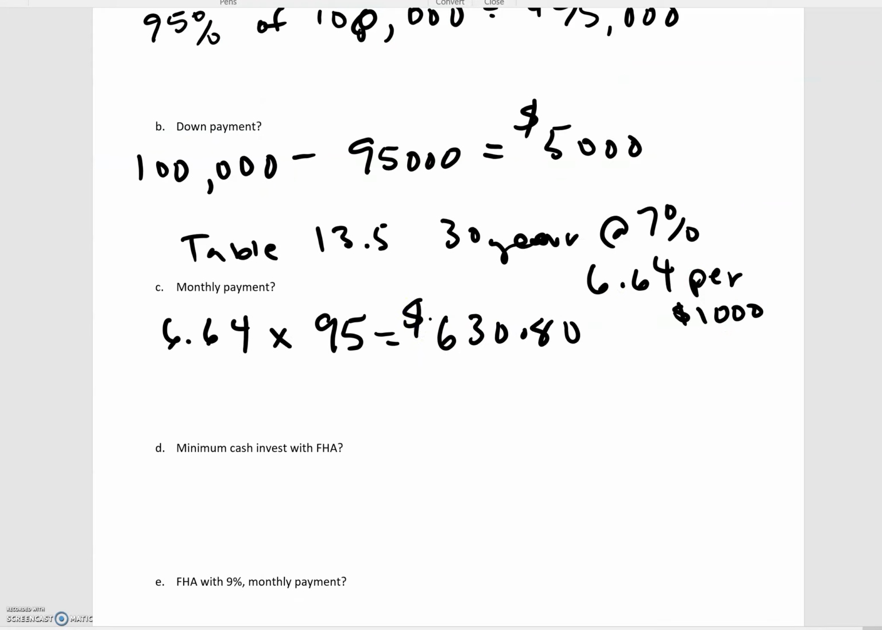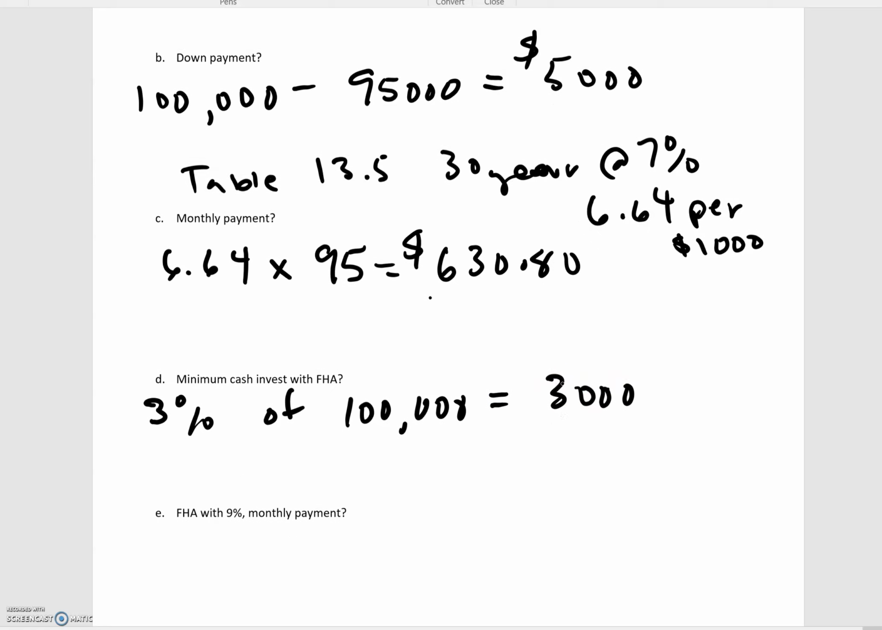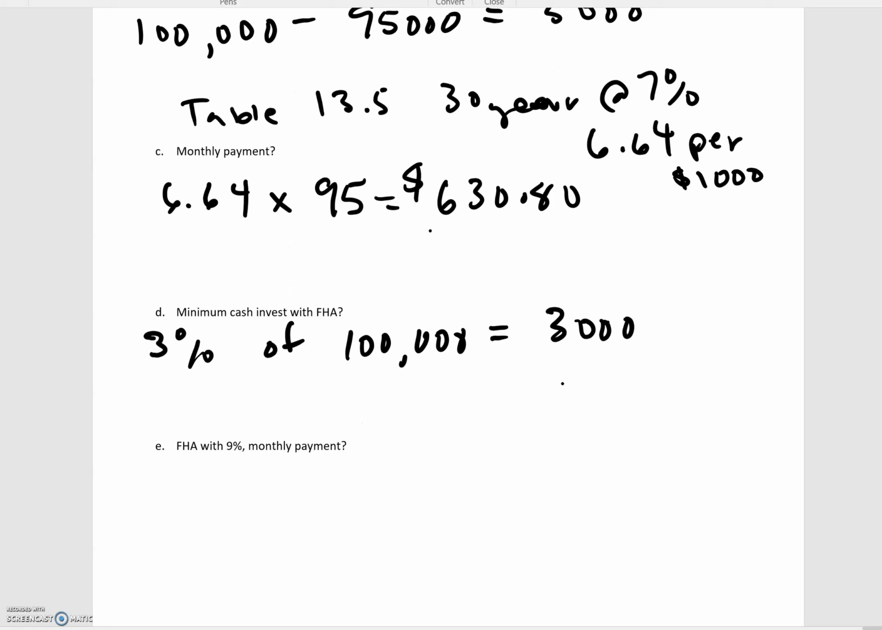All right, so let's go back and see if this person wants to do an FHA loan. They would need to do, let's go back to the original cost. It would have to be 3% of the $100,000. So if they went this route, they would need $3,000 minimum cash investment. So let's say that this person could get an FHA loan with 9%. What would the monthly payment be?